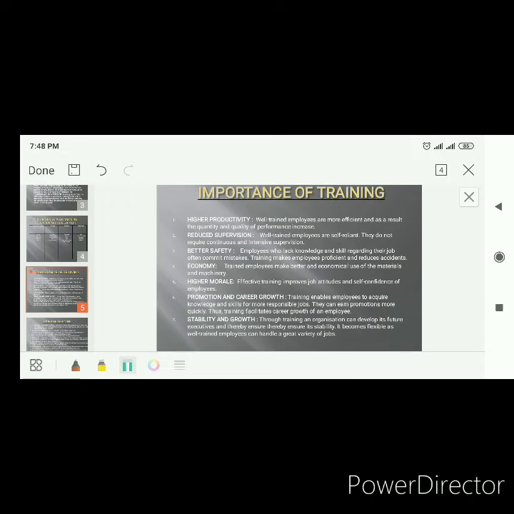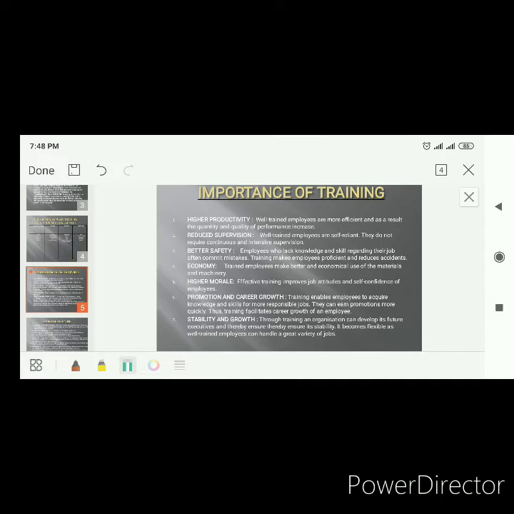Good morning, everyone. Once again, welcome back here. Today's topic, you can see on the slide, importance of training. So today we'll be doing the importance of training. Let's see the first point. That means why training is important. That is what the importance of training is all about.